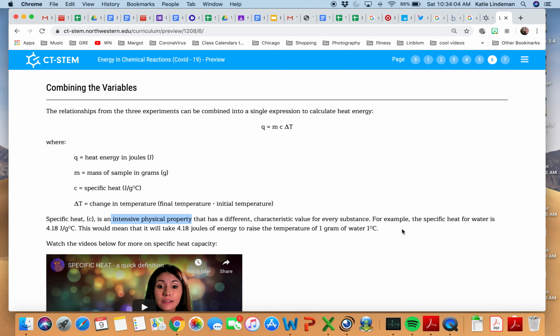For example, the specific heat of water is 4.18 joules per gram degrees Celsius. So this would mean that it would take 4.18 joules of energy to raise the temperature of 1 gram of water by 1 degree Celsius.